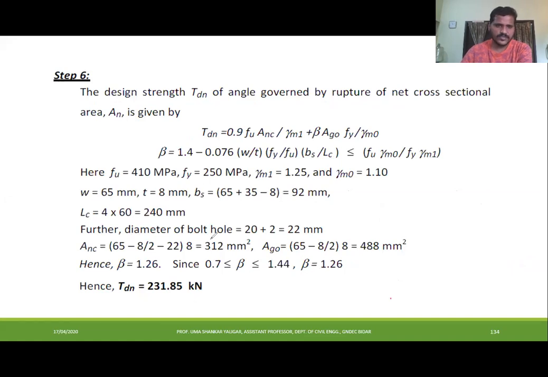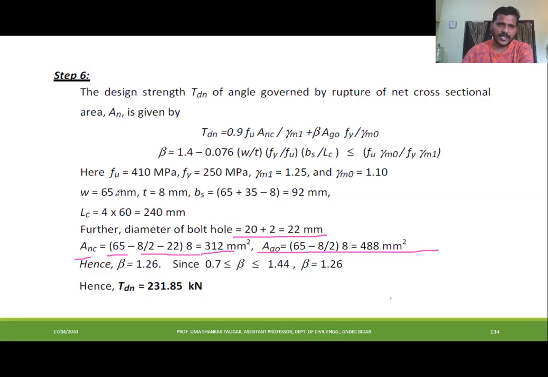Now here you can see the diameter of bolt hole is 20 plus 2, 22 mm, and for Anc, I told that the net area of connected leg is 65 minus 8 by 2, you will get the length up to the center, minus 22. This is the bolt hole because you want the net area, and multiplied by thickness. This will give 312 mm². And similarly, gross area of outstanding leg, 65 minus 8 by 2 gives the length up to the center, and multiplied by thickness, it is 488 mm².